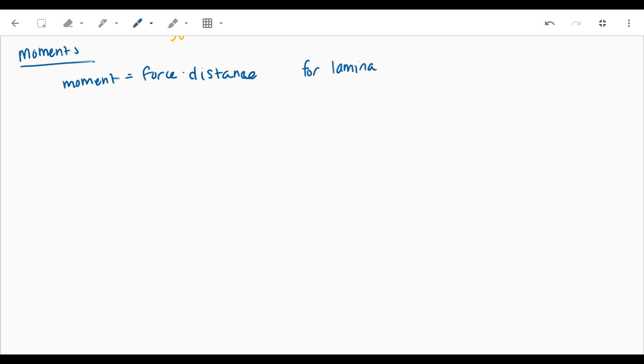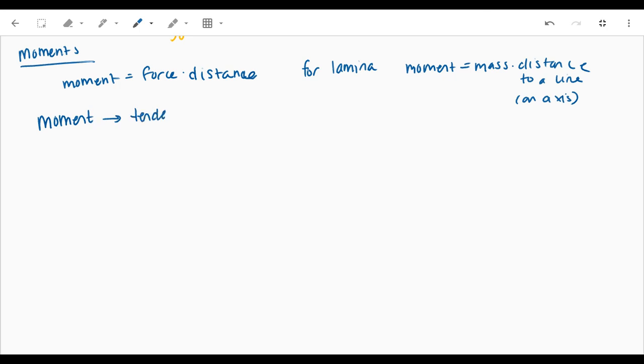it's actually the moment is the mass times the distance. Okay. And it's the distance to a line, and most often that's an axis. Okay. Your moment is kind of the tendency for the region to rotate.